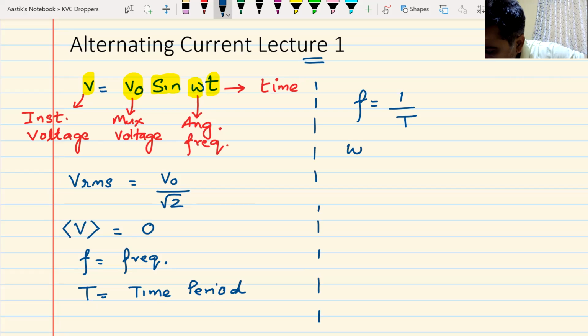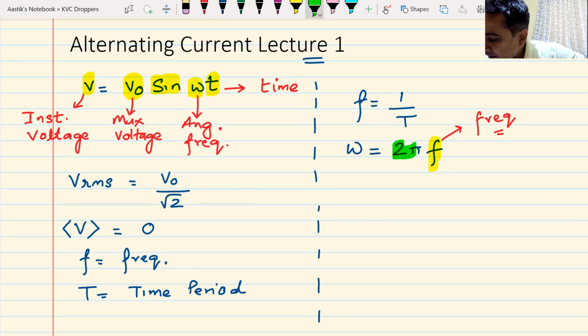This omega, which is angular frequency, is 2 pi multiplied by f. Remember, this f is frequency. Yes or no? Yes, sir. This 2 pi is nothing but an angle. Yes or no?